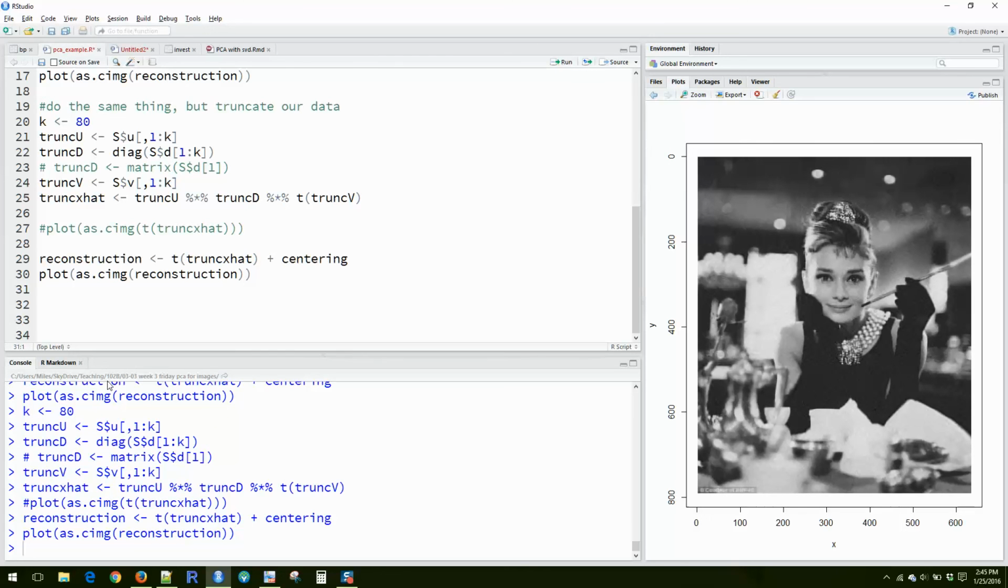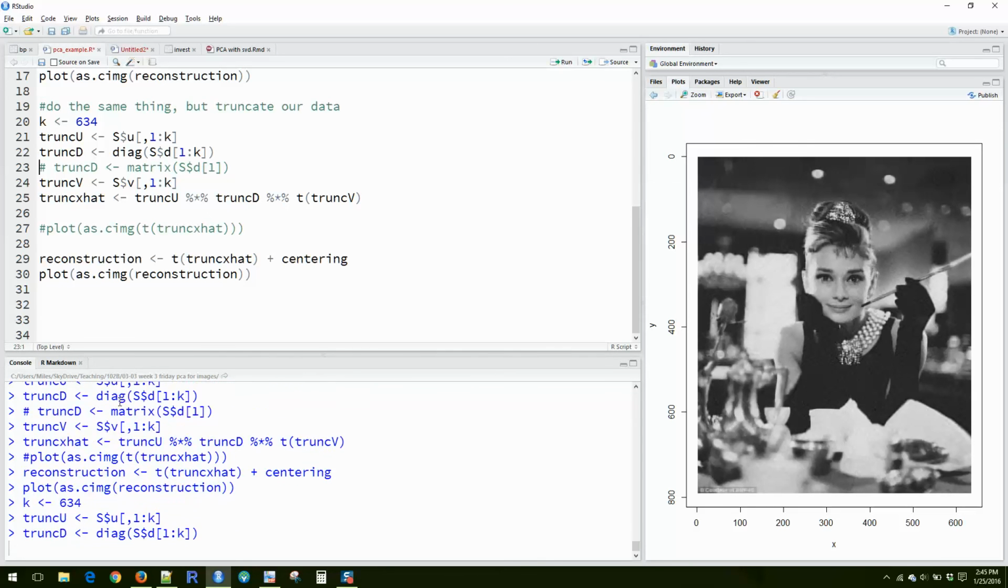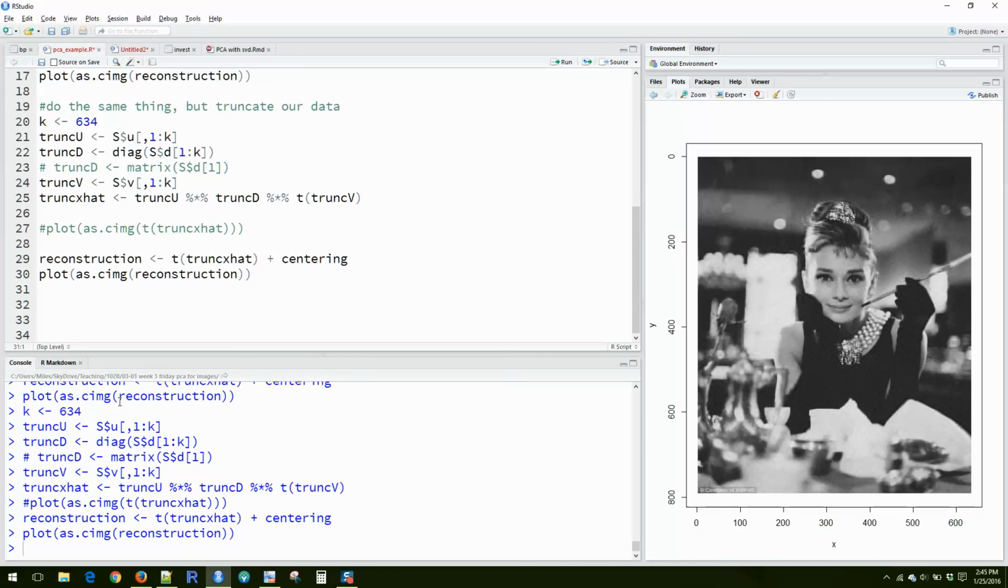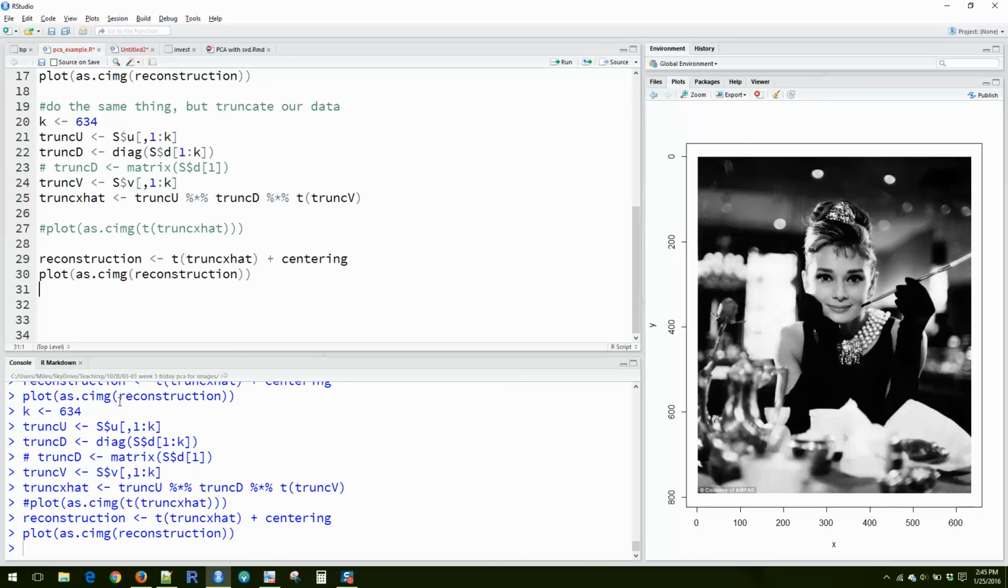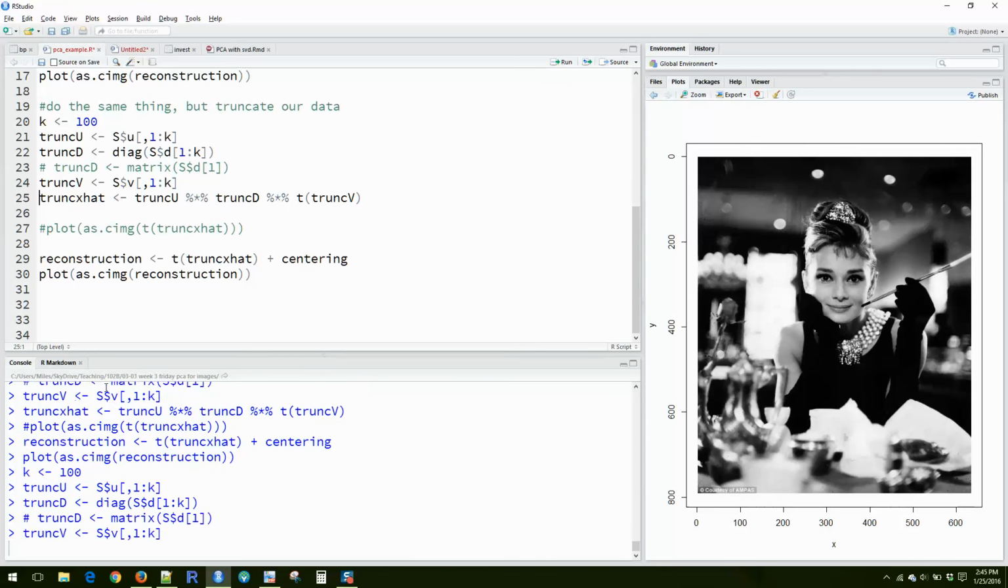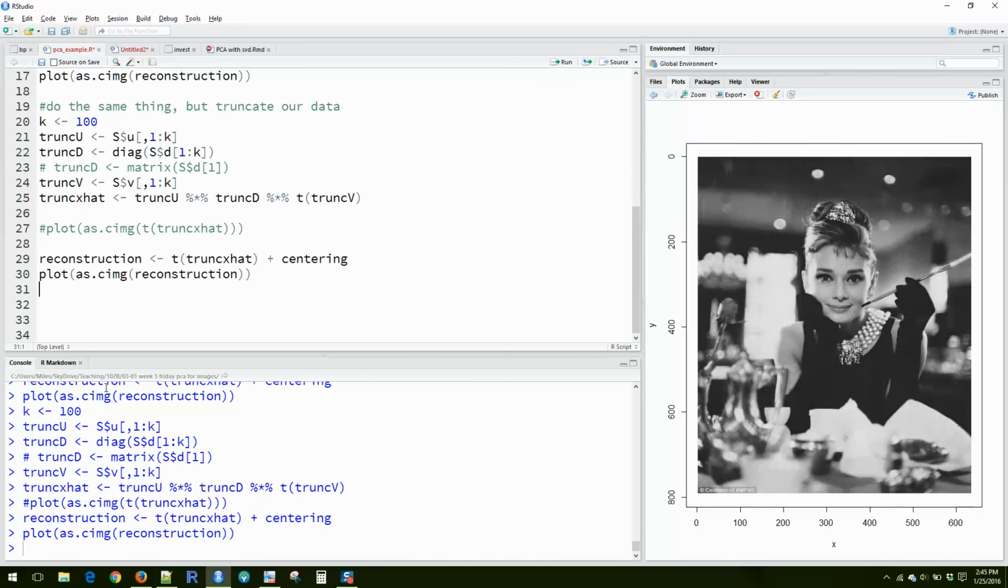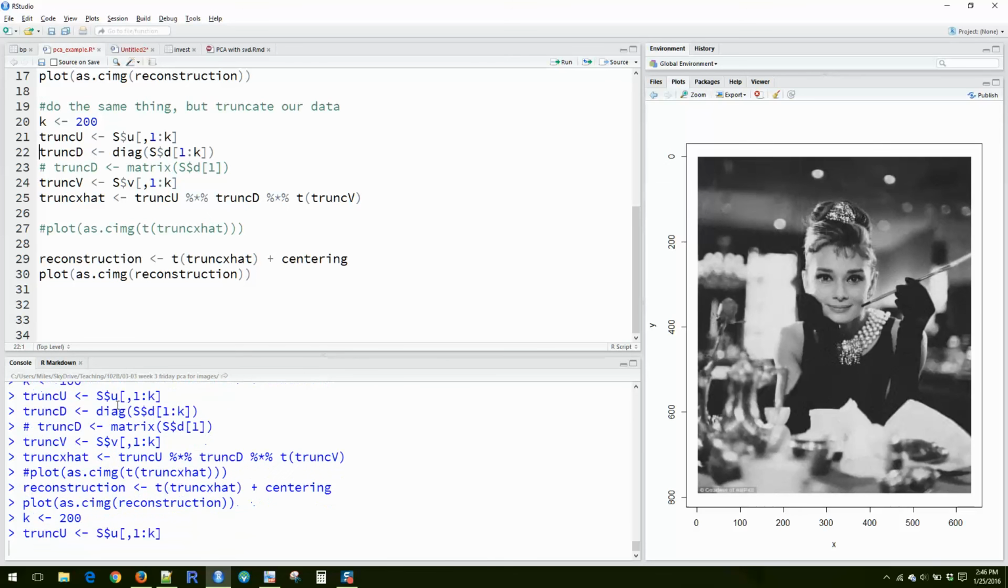Okay, and that's looking pretty good. Okay, and then we can go back all the way to the original. All right, 634. Okay, so this is the original with everything. So we have the finest amount of detail, and we can see what is the difference between using 100 of these versus 200.